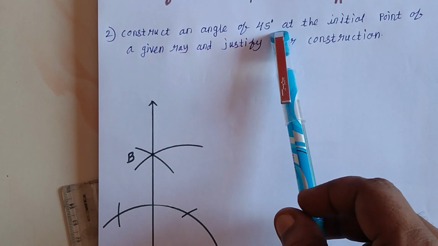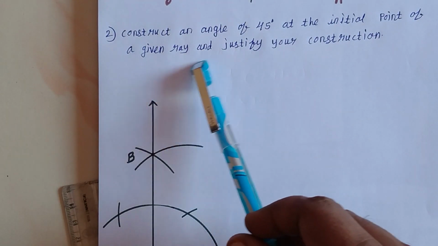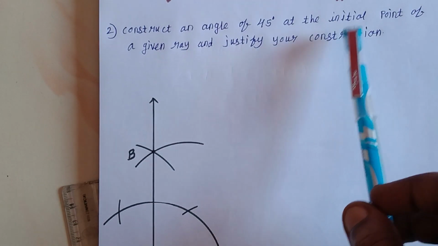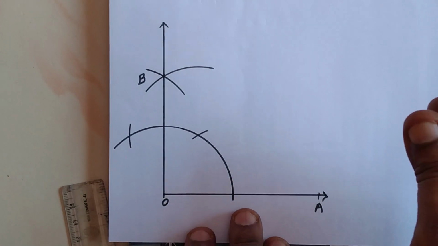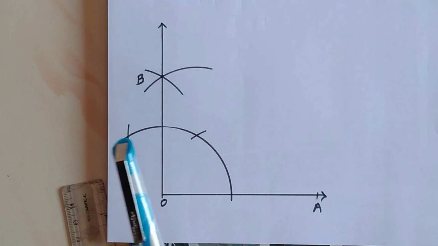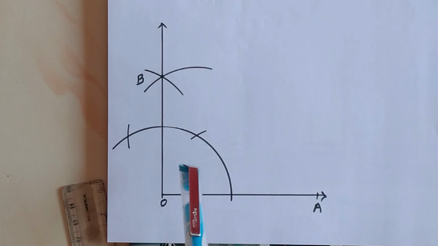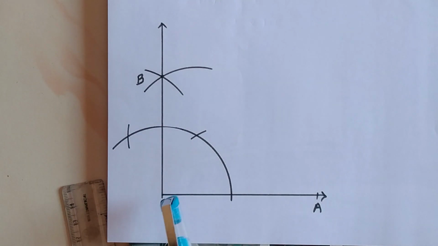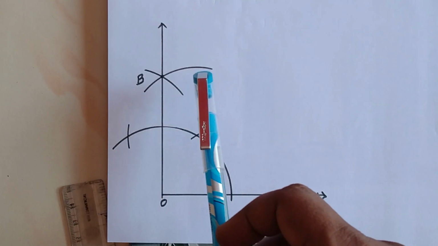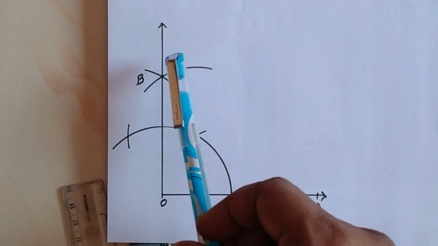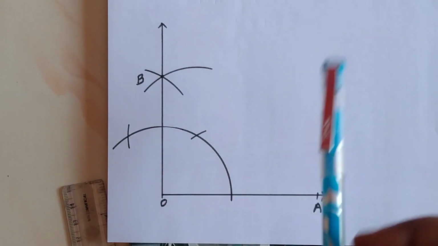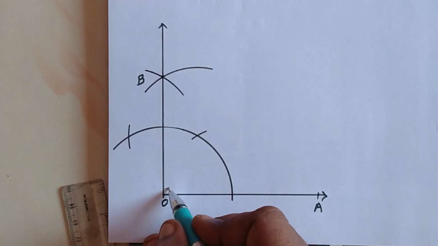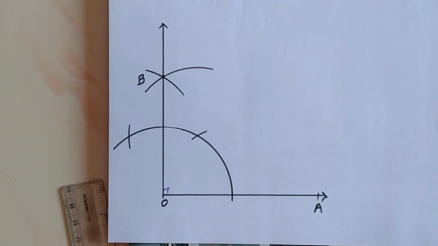Now students, second question. Construct an angle of 45 degree at the initial point of given ray and justify your construction. Now student, 45 degree is a bisector of 90. So to draw 45 degree, you have to draw 90, which we have seen in the first question. So here already I have drawn angle BOA as 90 degrees.